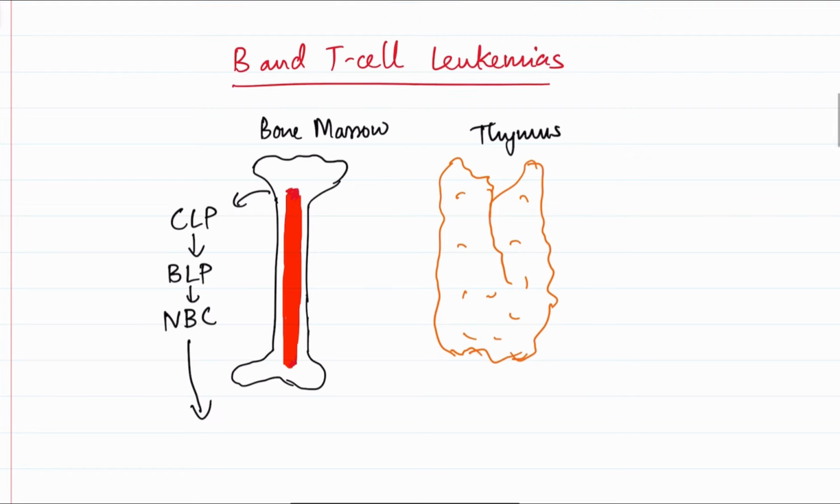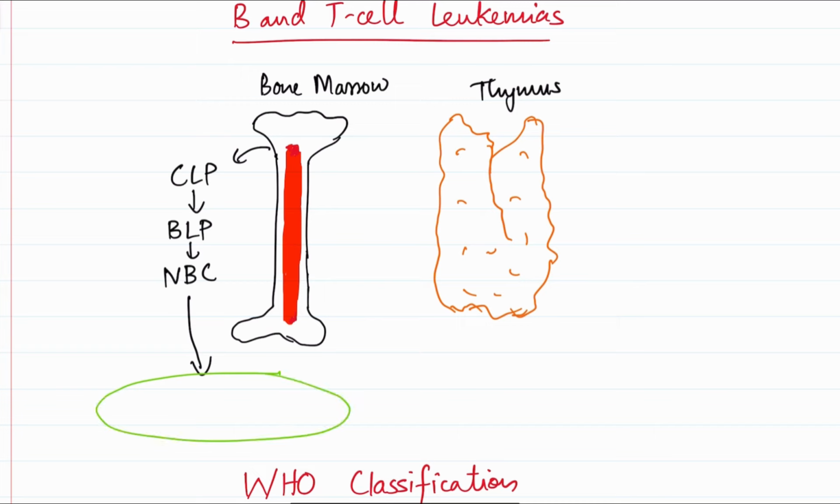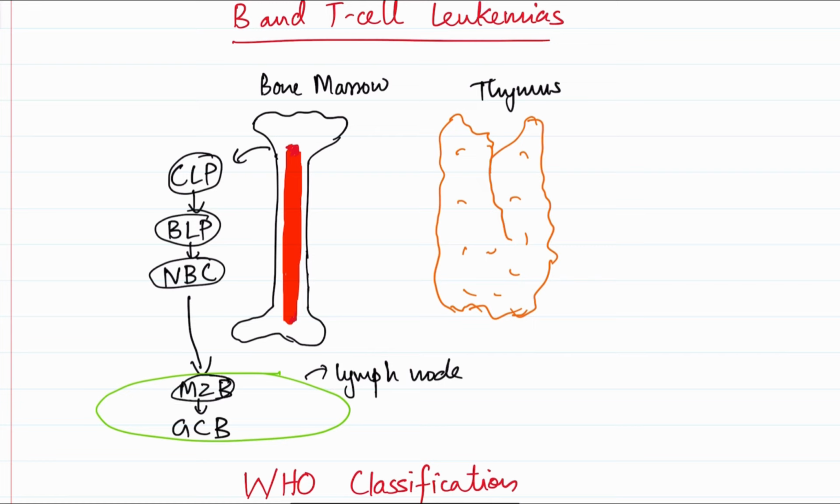These naive B cells will enter a lymph node. So this is our lymph node, and inside the lymph node, they undergo further development. These naive B cells or mature B cells in the lymph node develop first into marginal zone B cells, and then into germinal center B cells. So once again, from the bone marrow, the common lymphoid precursor develops into B lymphoblast, and lymphoblasts develop into naive B cells, which then move into the lymph nodes, and inside the lymph node, they develop first into marginal zone B lymphocytes and then into germinal center B lymphocytes.